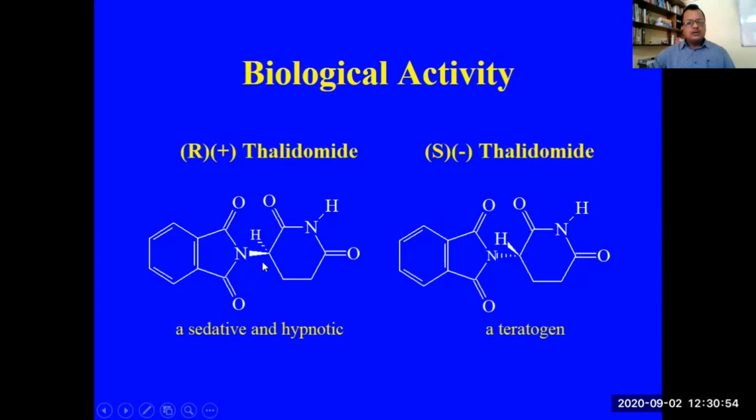So here are two molecules. Actually, there are two stereoisomers. They are the same molecule. They are both thalidomide. So this is plus thalidomide. You can easily say what is plus. It means it will rotate plane polarized light to the right. And this is minus thalidomide. It rotates plane polarized light to the left. R means the configuration around this carbon is R, and the configuration around this carbon is S.